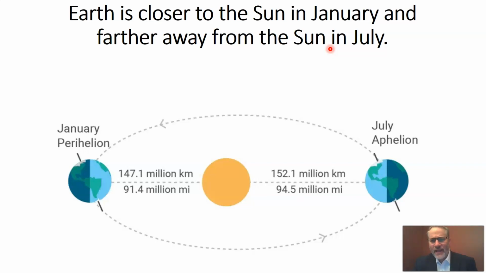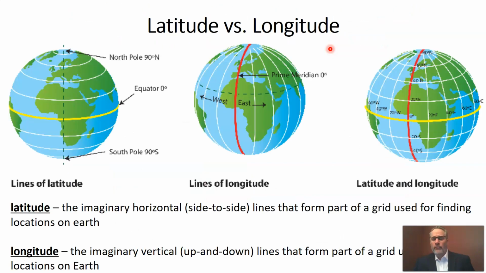In fact, it's the exact opposite. So we need to explore this a little further. It is true that Earth's orbit is elliptical. It's not a perfect circle. However, that is not what causes the seasons, because remember, in the winter, we're actually closest to the sun.